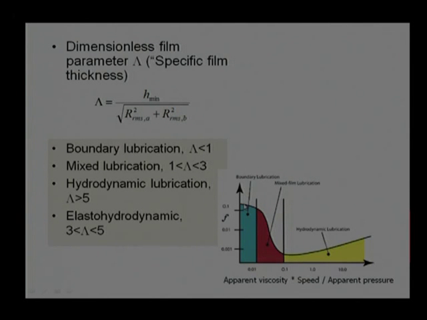Now, this figure shows how, as the Sommerfeld number increases, which may be due to an increase in viscosity, in speed, or a reduction in pressure, any one parameter or a combination of all 3 parameters.